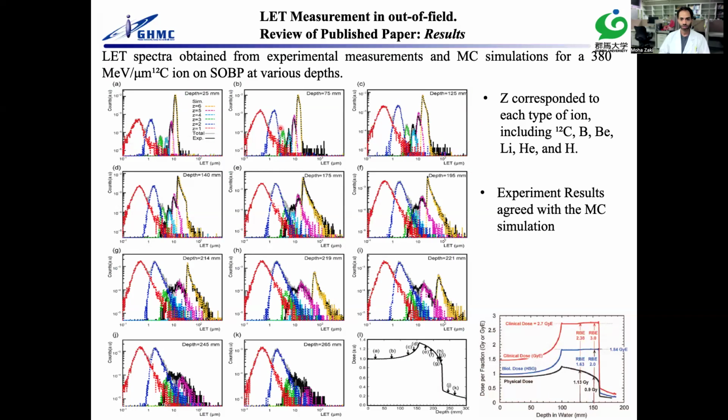Figure B corresponds to this point here, which is going to correspond to this point in the biological dose, C and D and E and so on. And the yellow one is carbon ions.